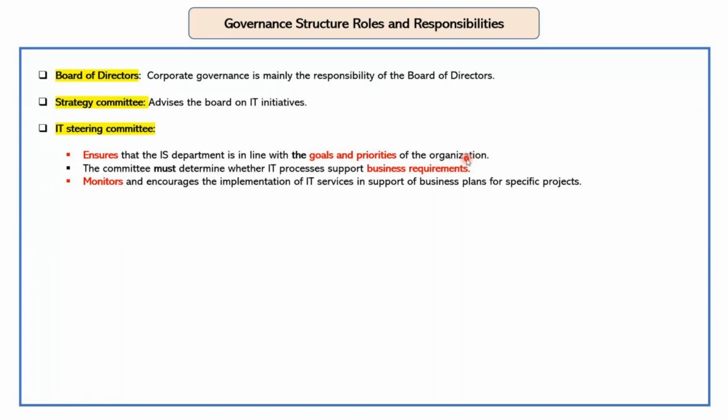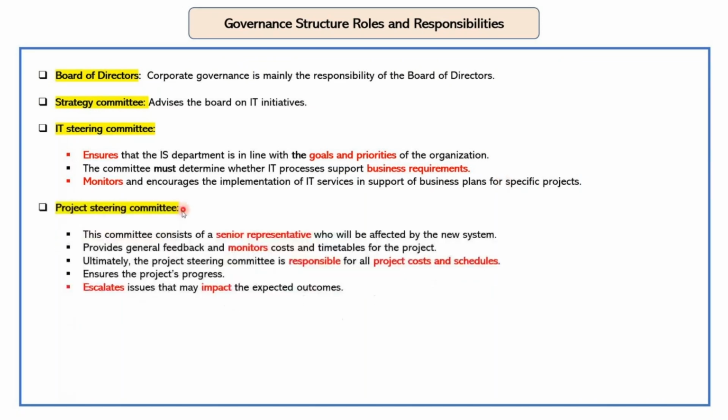the organization. Always remember one thing: unless IT is properly aligned with business, the goals will not be achieved. Okay, the IT steering committee must determine whether IT processes support business requirements, and it monitors and encourages the implementation of IT services in support of business plans for specific projects. There is something called the project steering committee. This committee consists of a senior representative who will be affected by the new system, provides feedback and monitors cost and timetables for projects. Now, what is a project?